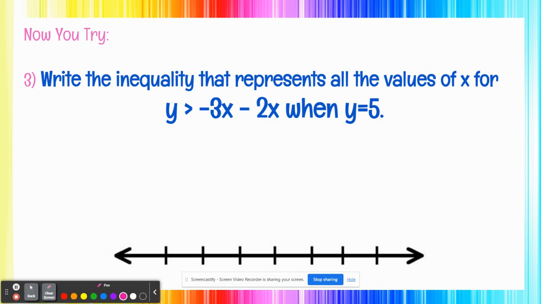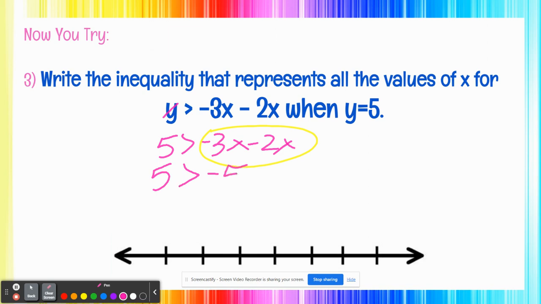Okay, next one, it says write an inequality that represents all values for x for y is greater than negative 3x minus 2x when y equals 5. So we're going to substitute in our value for y, which they gave us is 5, and bring down negative 3x minus 2x. So these have like terms, so those can be combined. So we got 5 is greater than negative 5x.